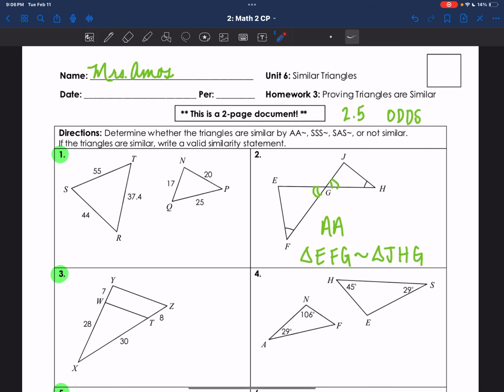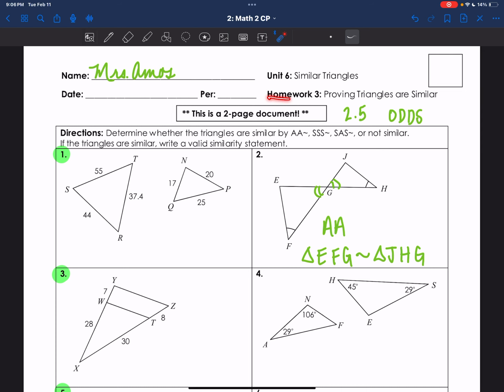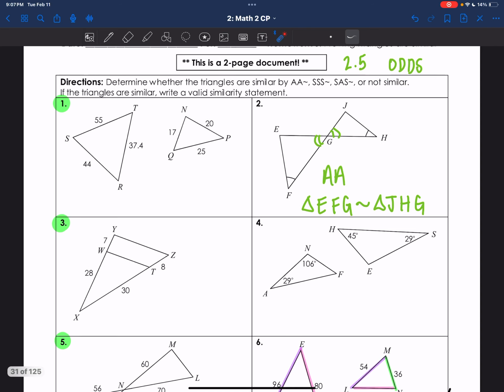So let's get started on homework 3, which is proving triangles are similar. You only need to do odds, and this goes with your 2.5 lessons. So I'm actually going to do number 2 as an example. What you're supposed to do is determine whether they are similar by using one of those, or if it's not similar. If they are similar, write a valid similarity statement.